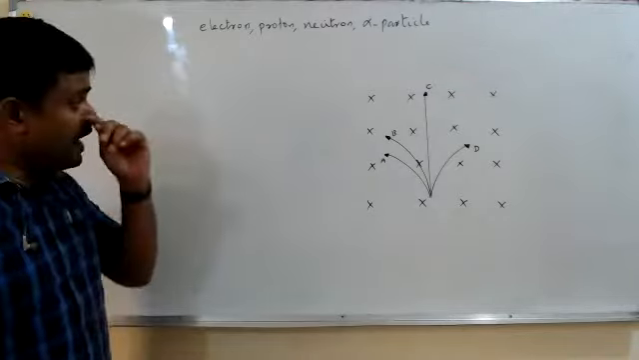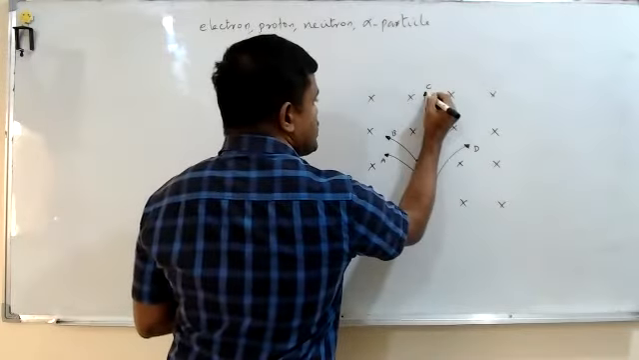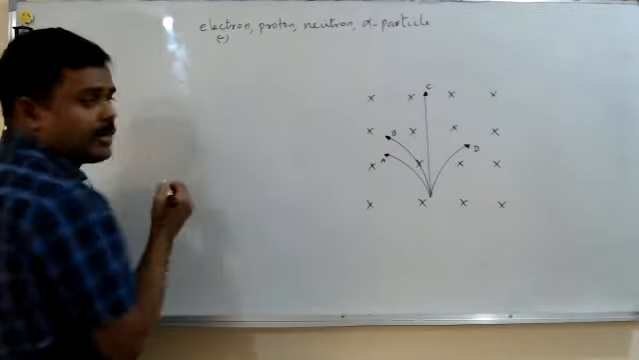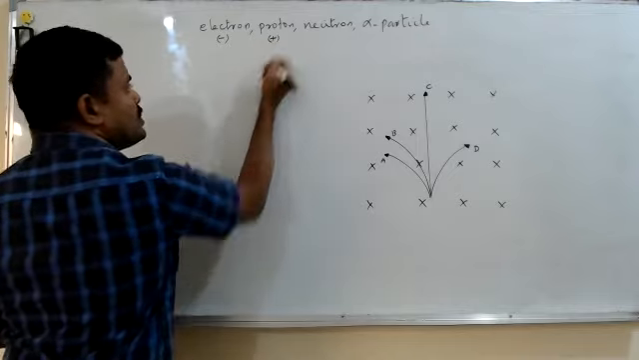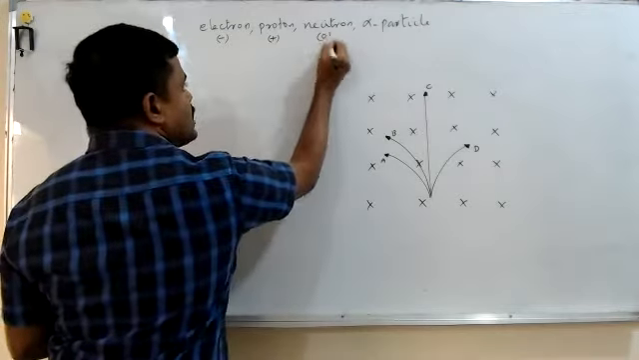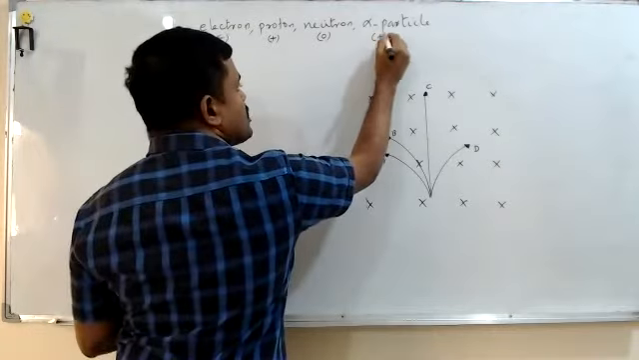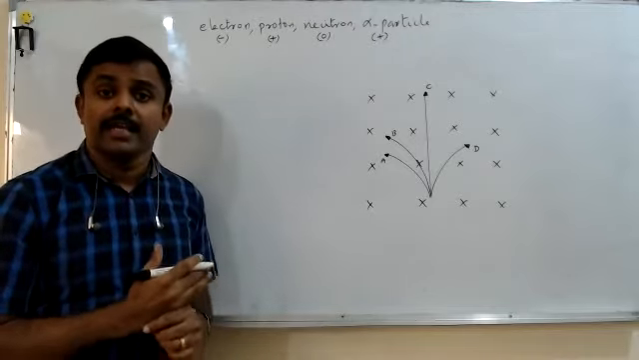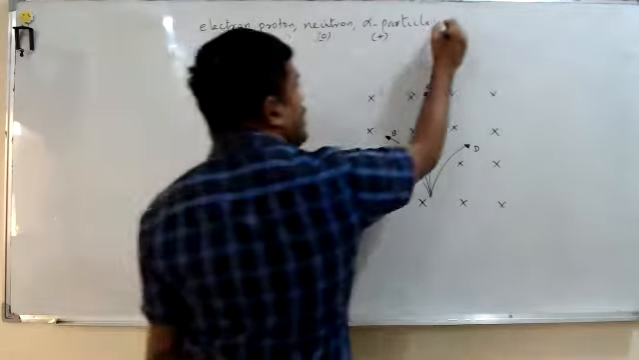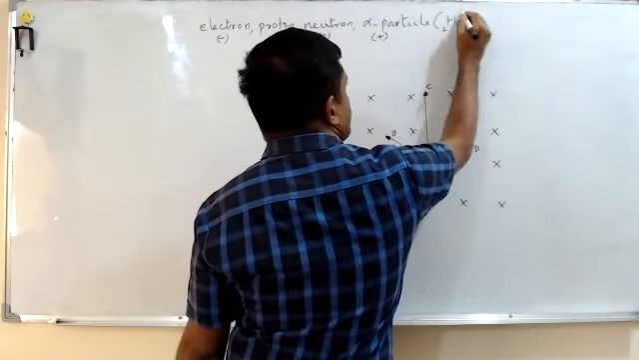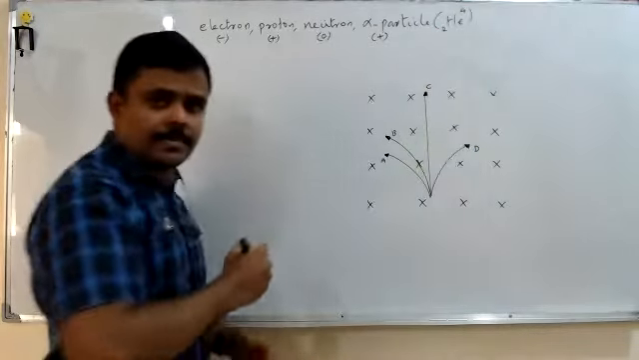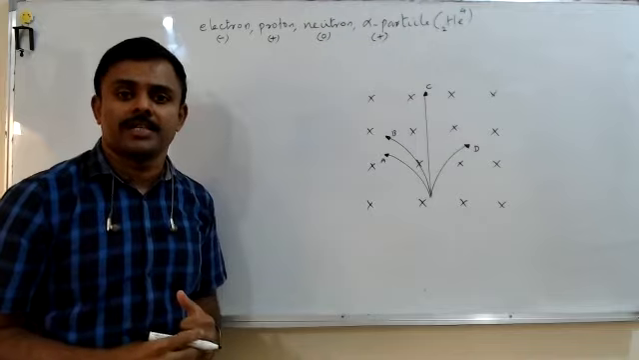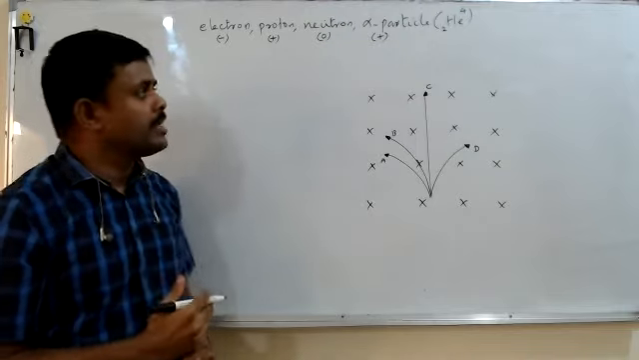So when you have this question, electron has what charge? Electron has negative charge. Proton has positive charge. Neutron has zero charge. Alpha particle is also positive charge. What is alpha particle? I have told you many times before, alpha particle is helium nucleus. See this? It is He24. Nucleus means what? Nucleus has positive charge.